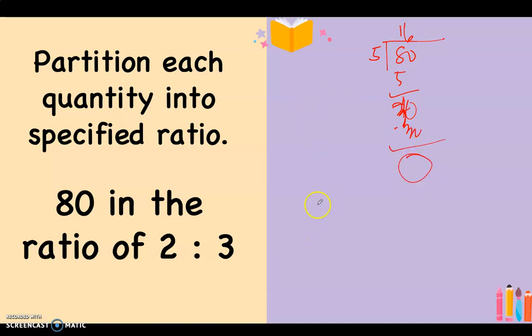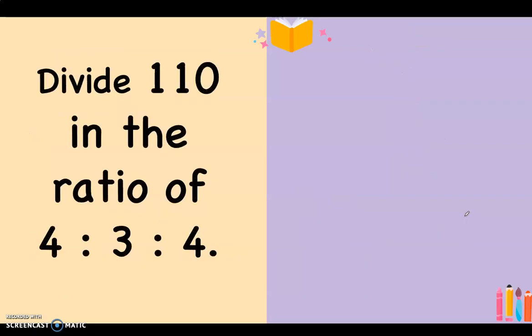This time, we are going to multiply it to each term. We have 2 times 16, we have 32. And 3 times 16 is 48. Therefore, if we're going to partition this 80 in the ratio of 2:3, the answer is 32:48.